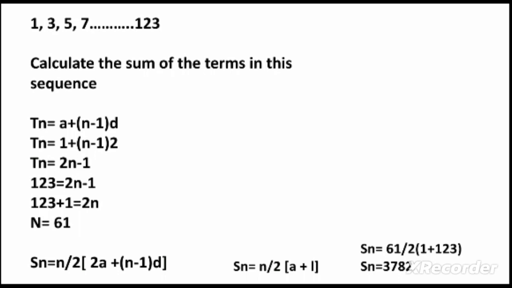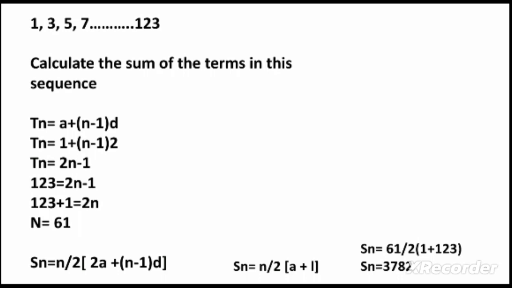You substitute A, which is 1, you substitute d, which is 2. If you do the math there, you're going to find Tn equals 2n minus 1. So what you're going to do, you substitute the last term, which is 123, so 123 equals 2n minus 1, and then you do the math. The n is 61. So now you have the number of terms, you have the last term, you have the first term, you have the difference.